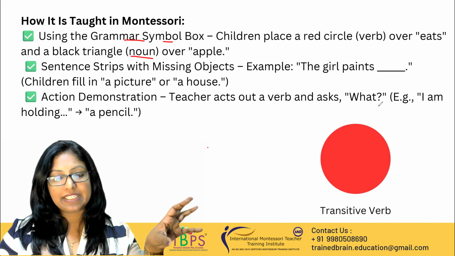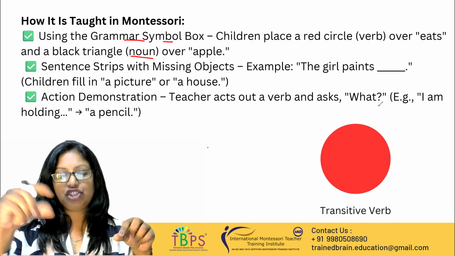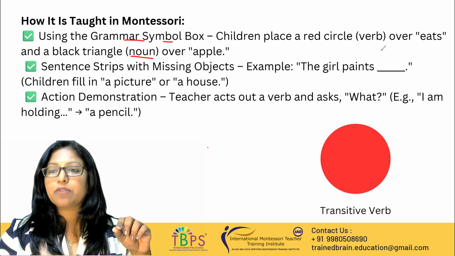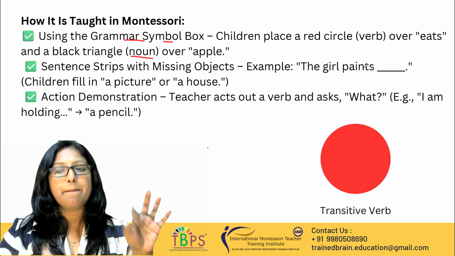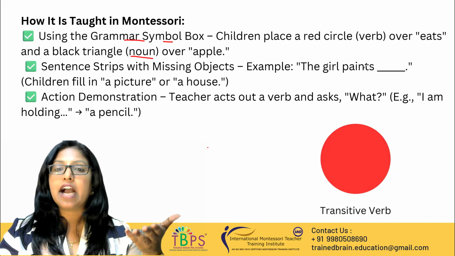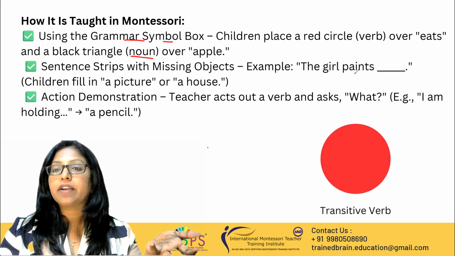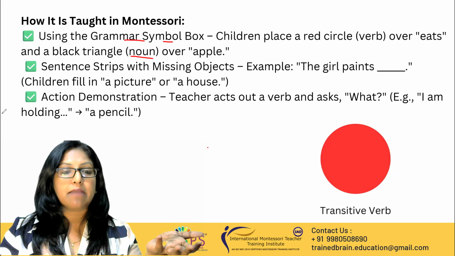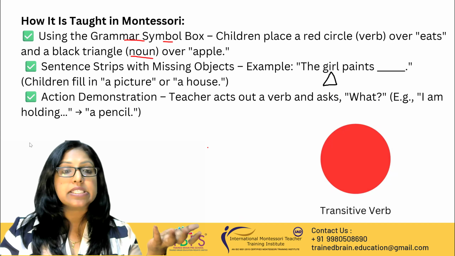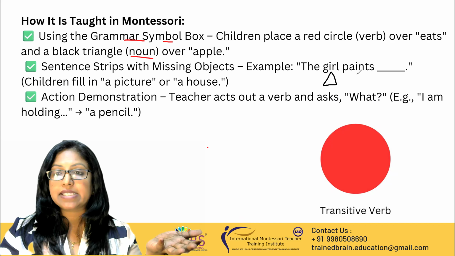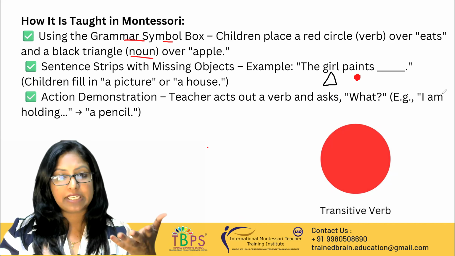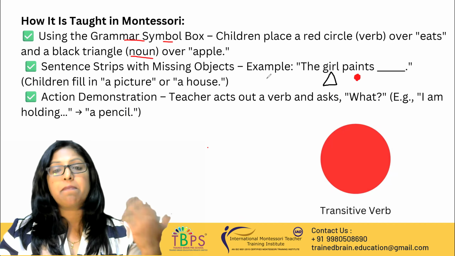Now, when I have a sentence like "She eats an apple," under eats, you put the verb. Now let's take another example. The girl paints. What does she paint? Is she painting a picture? Is she painting a house? You can fill in whatever you require. So the girl becomes my noun. In my grammar symbol box, girl is a noun, so I take this. Paint is a transitive verb, so I take a red circle this way. And then I'm going to fill in an object, a picture. Again, picture is a noun.